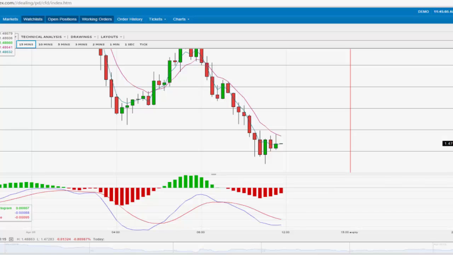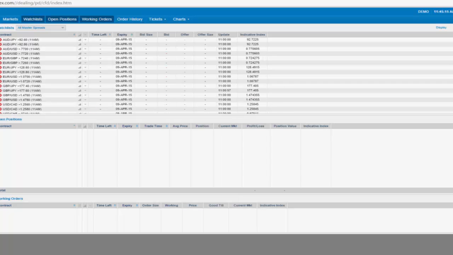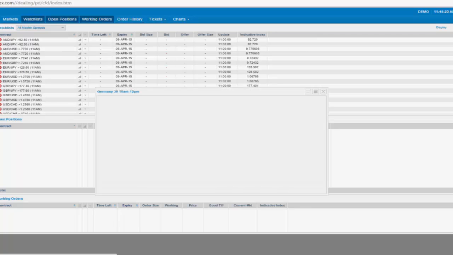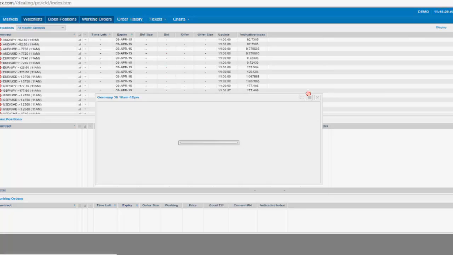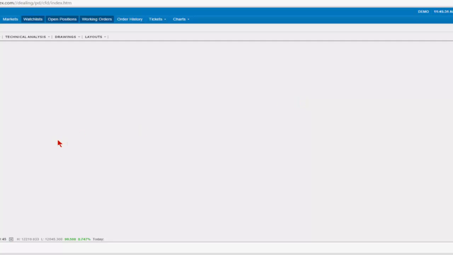Okay, all right. Someone said, can I discuss today's DAX chart? Well, let's pull up the DAX. Germany 30. It doesn't matter what time frame I choose, because the 9 to 11 a.m. period has already expired.